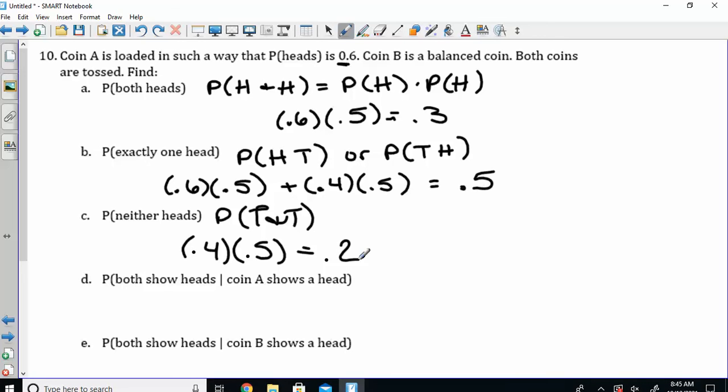Okay, you notice what do these three things add up to? 1, because it's every combination: 2 heads, a heads and a tails, or 2 tails.